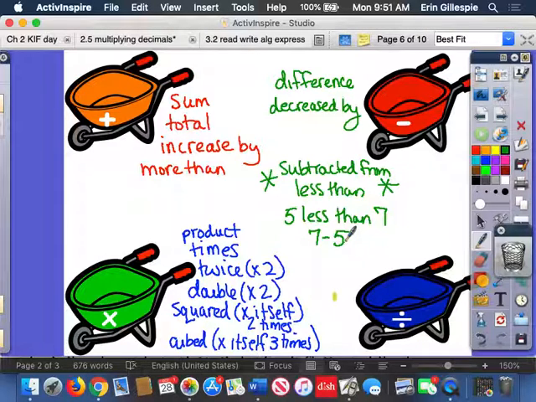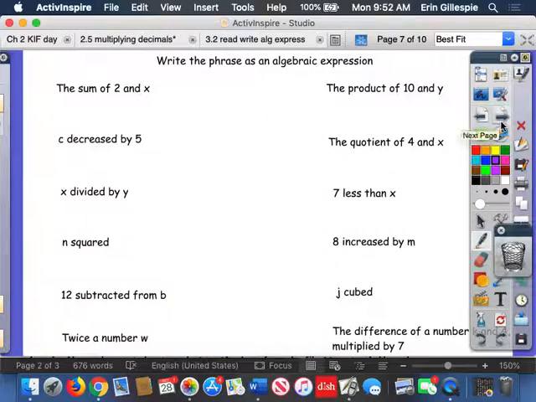Same thing with subtracted from. So if it said 5 subtracted from 7, then you actually have to do 7 minus 5. So this number here actually goes first in the subtraction. This one goes second, because remember, subtraction order matters. And then division, really not many words to put in here. Quotient or divided by would be our main ways to indicate division. So that's that.